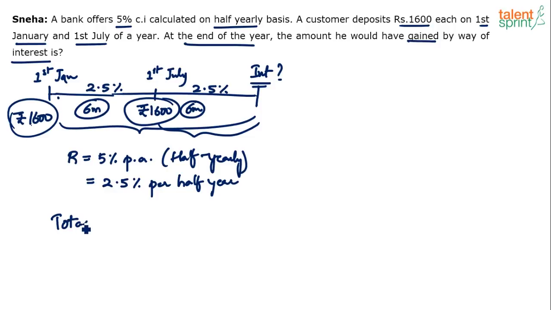The total compound interest will be how much? See, total compound interest will be equal to, in one case we have to do the compounding process, 2.5%. You know how compound interest works, right? A plus B plus AB by 100. So we'll use that shortcut formula, 2.5%, or let me not use percentages.